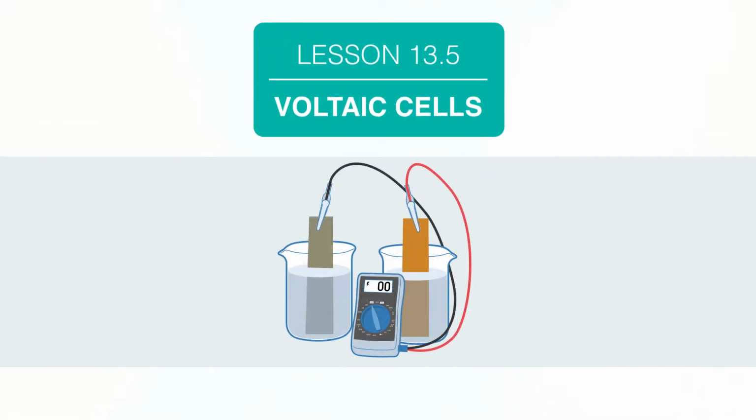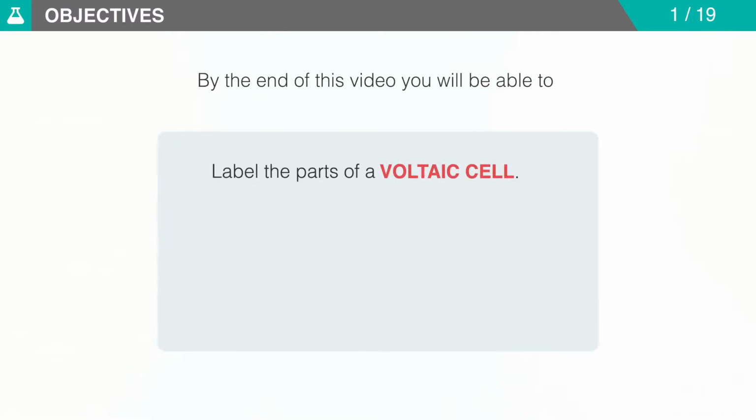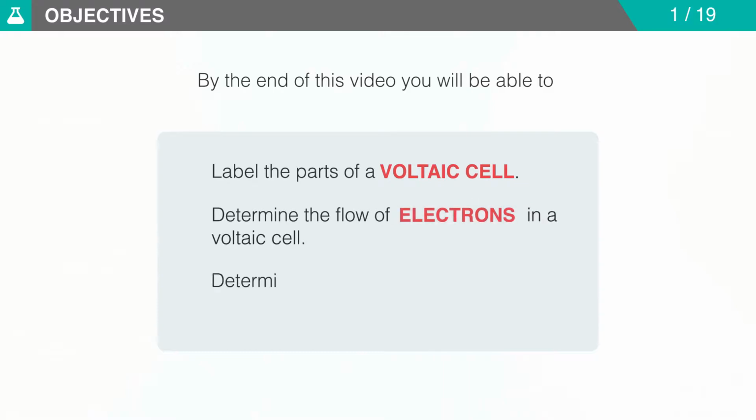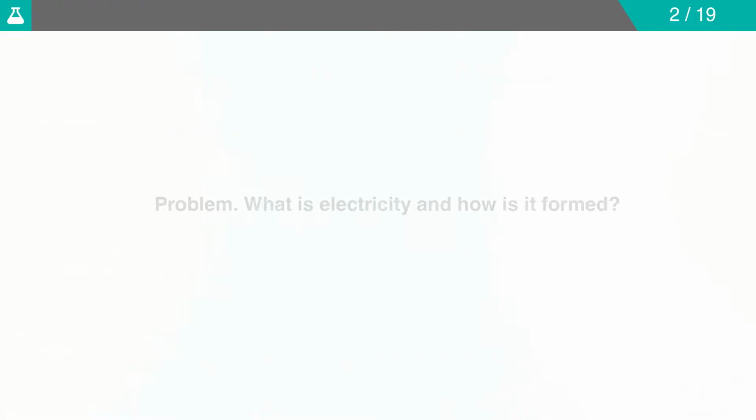Okay, welcome back to lesson 13.5 on voltaic cells. Our objectives for this lesson: we're going to label the parts of a voltaic cell, determine the flow of electrons in this cell, and determine which electrode increases and which one decreases in mass. So our problem: what is electricity and how is it formed?